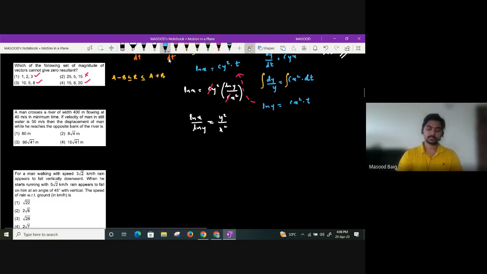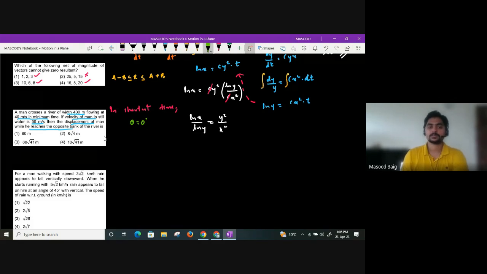Next question, let us see. A man crosses a river of width 400 meters at 40 meter per second in minimum time, in shortest time it seems. If the velocity of man in still water is 50 meter per second, the displacement of the man while he reaches the opposite bank of the river, they're asking. Direct question again. In shortest time, what is the theta value? For shortest time, theta value should be 0 degrees. Yes or no?